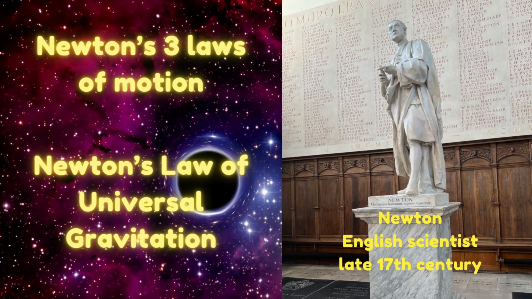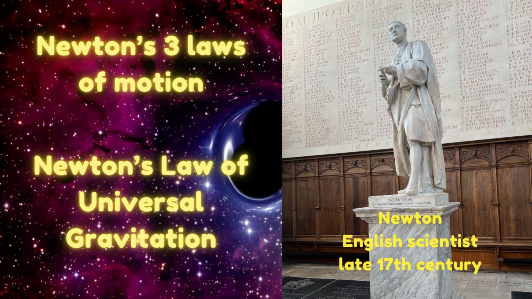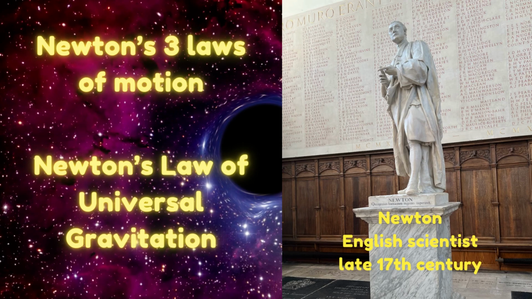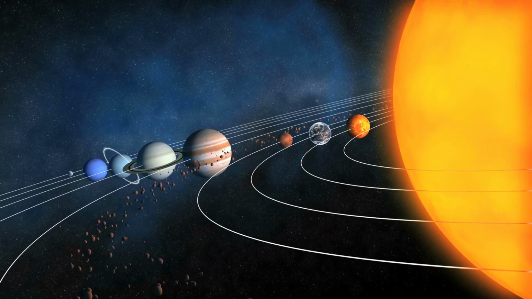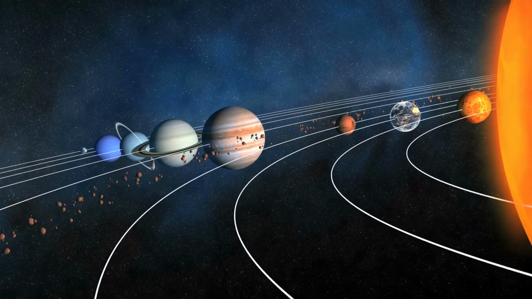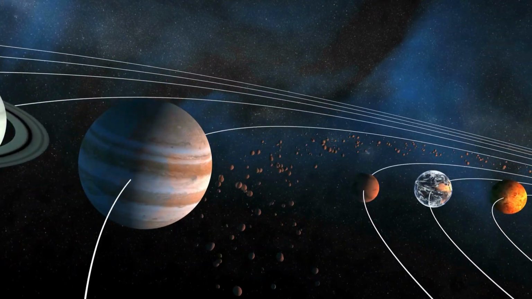Sir Isaac Newton, in the late 17th century, expanded upon Galileo's insights and developed his laws of motion and the law of universal gravitation. Newton's law of universal gravitation states that every object in the universe attracts every other object with a force which is proportional to their masses and inversely proportional to the square of the distance between them. This law provided a comprehensive explanation for the motion of falling objects, describing how the force of gravity causes objects to accelerate toward each other.